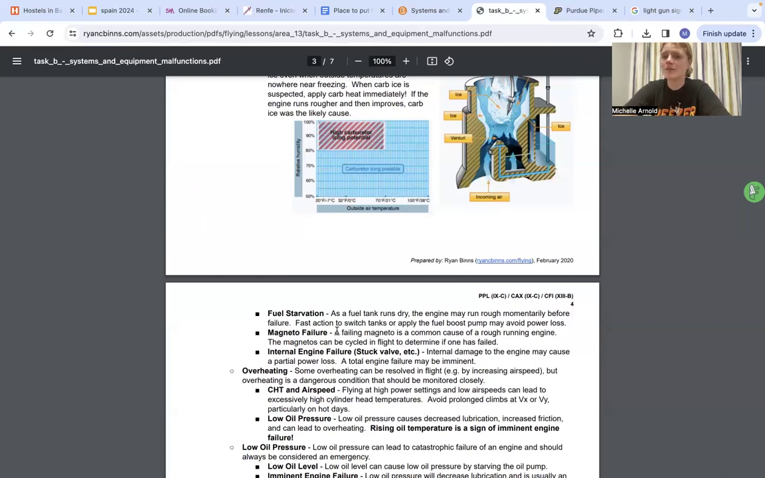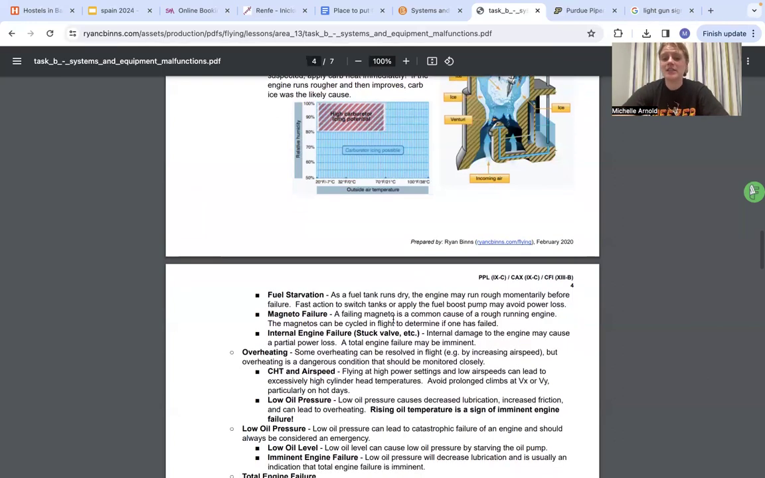Whenever you're doing cross country, make sure you have at the very least half an hour reserved during the day and 45 minutes at night, because that is the law. But I would personally at least have an hour of reserve. Okay, and it also could be a magneto failure.